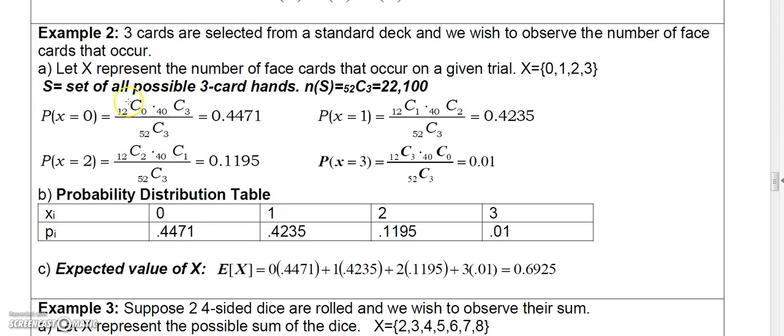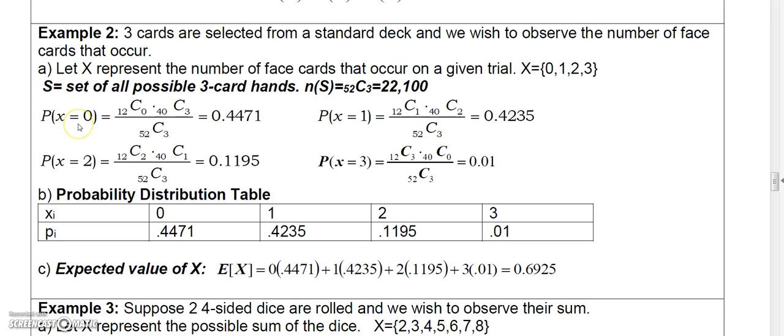It's kind of interesting. Suppose 3 cards are selected from a standard deck and we want to observe the number of face cards that occur. Well, let's let x be the random variable that represents the number of face cards that occur, and so x could be 0, 1, 2, or 3. Now, we know that if we let S be the set of all possible 3-card hands, then the number of elements in S would be 52 choose 3, which is 22,100.